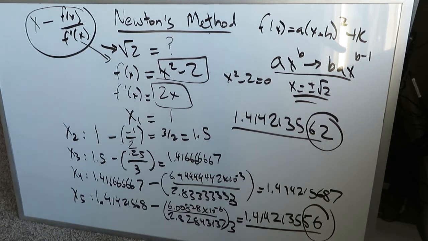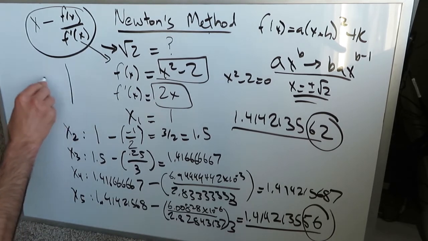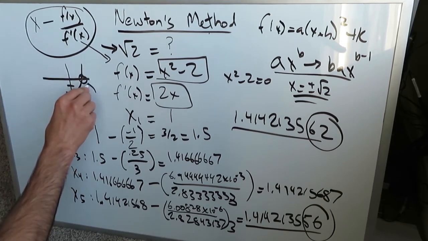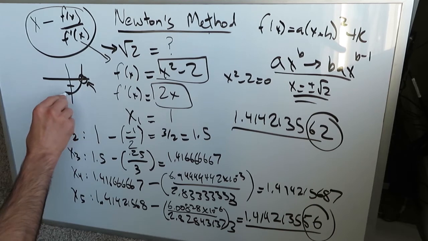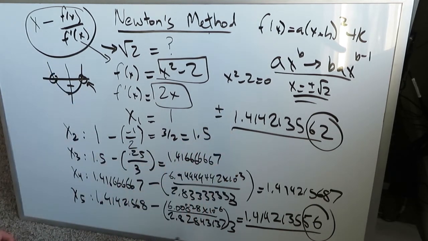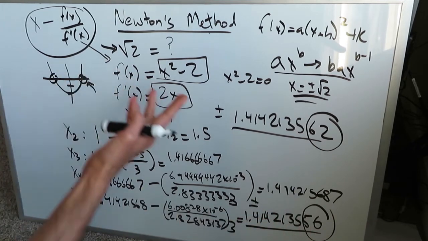If you look at this graphically over here, x squared minus 2, this root over here is the root we've calculated. You've also calculated at the same time the negative root. All you have to do is put the plus and the minus right here, and these are your plus and minus roots, and you're done.